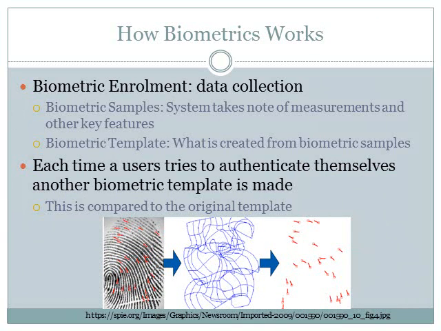How biometrics work. They work by having biometric enrollment, which is data collection, and this is when biometric samples are taken, and the system takes notes of measurements and other key features. From this, they make a biometric template, and then from then on, each time a user tries to authenticate themselves, another biometric template is made, which is then compared with the original template.